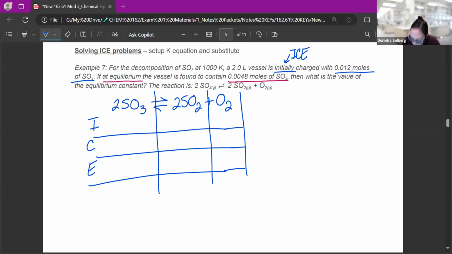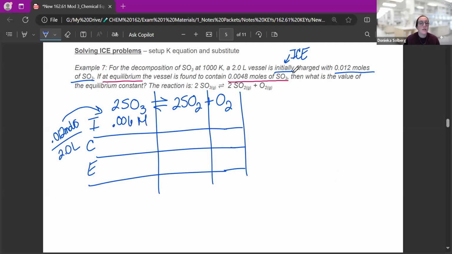Let's see, I have 0.012 moles of SO3. So I'm going to have this information, but it has to be in molarity. So I'm going to do 0.012 moles over 2 liters. So my starting molarity is 0.006 molar.